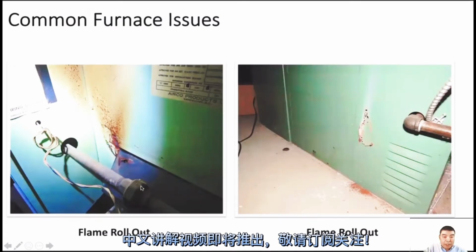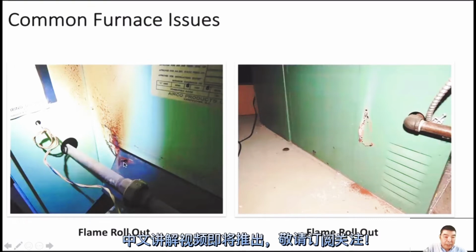Okay, this is a flame roll out. Just like we talked about before, maybe a heat exchanger problem causes the flame roll out, or maybe the pressure inside the house and outside is not balanced. The hot air cannot go out, so it causes a backdraft. Sometimes it causes trouble like this. Flame roll out is an indication of poor drafting, possibly an issue with a heat exchanger.